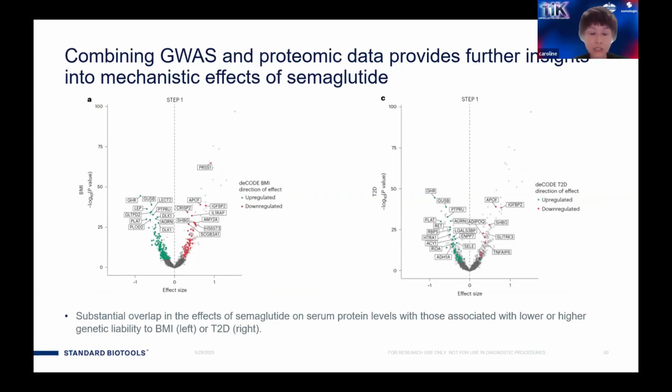Then combining the GWAS studies from the DECODE studies assessing the genotypic associations for higher genetic risk of BMI as well as type 2 diabetes, right? What they see is that upon semaglutide treatment, it consistently reversed these protein expression patterns that are associated with a higher risk of BMI as well as type 2 diabetes.